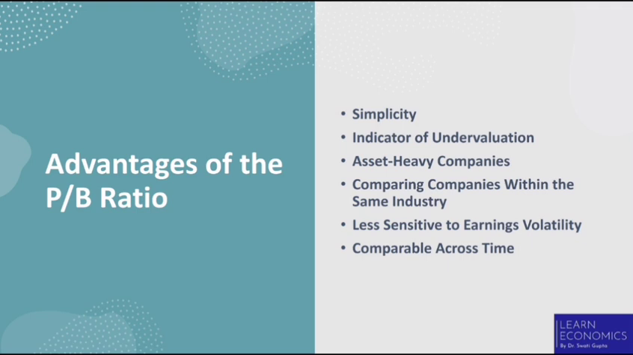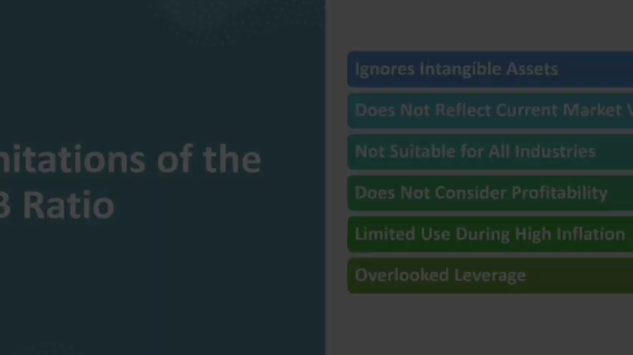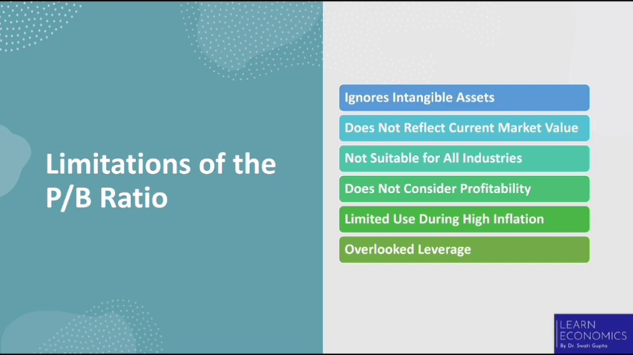Since book value changes slowly, it provides a consistent measure for comparing a company's valuation over time. Investors can track how a company's market value has changed relative to its book value. If a company's PV ratio has steadily increased over the last 5 years, it may indicate growing investors' confidence in its future growth. Now, limitations of the PV ratio.